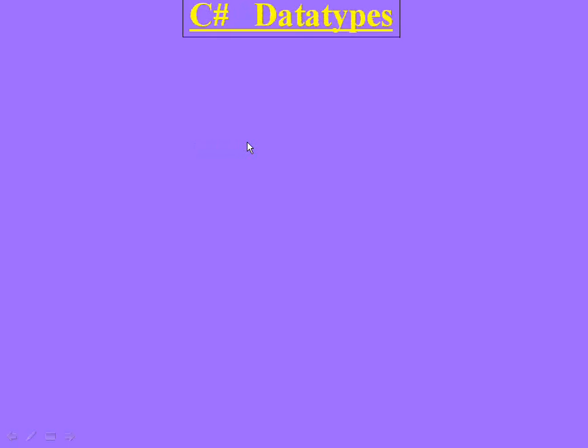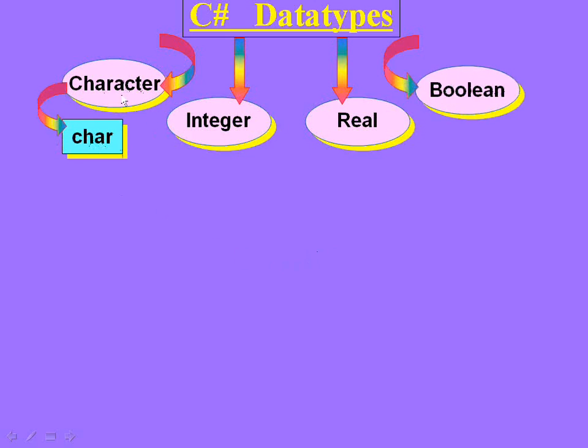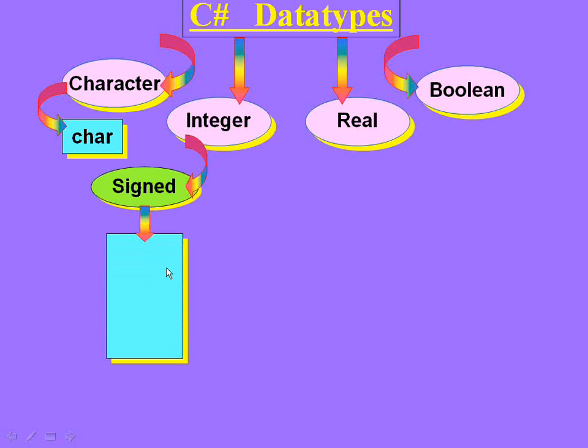In C#, whatever the data types available, we have character, we have integer, we have real, and we have what? Boolean. For the character data type, the keyword available is char. Integer divides into 2 types: we have signed integer, we have unsigned integer.